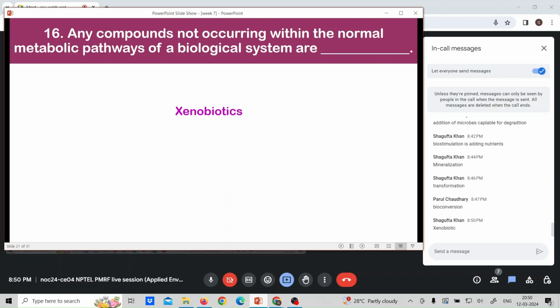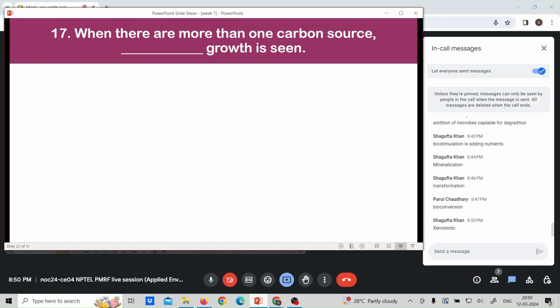So okay, we'll go for the next question. Just a few more basic questions left, and with that we'll close the session. I think this was also discussed during bacterial growth. When there are more than one carbon source, dash growth is seen.